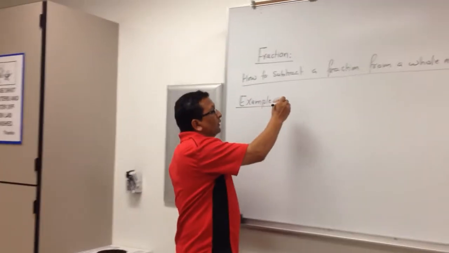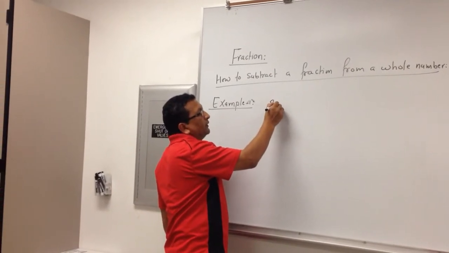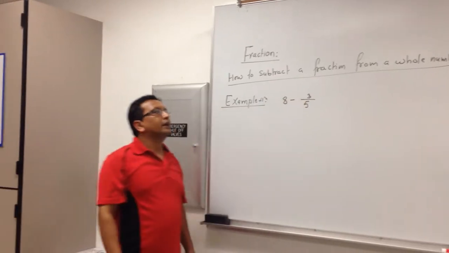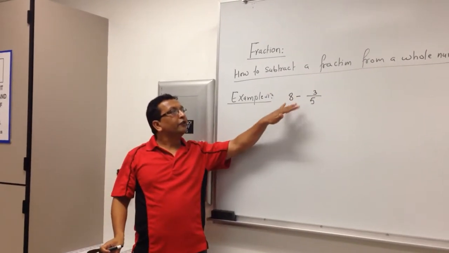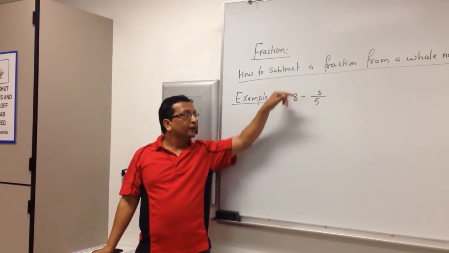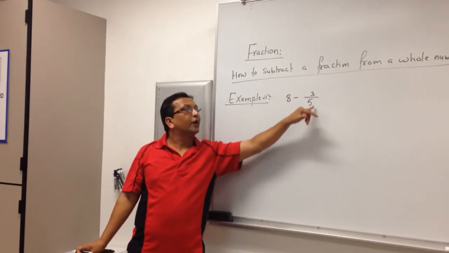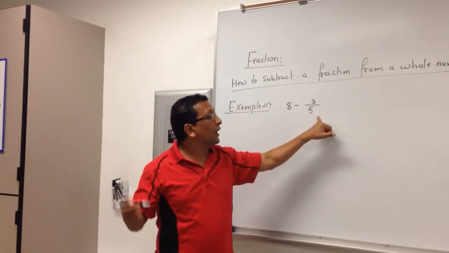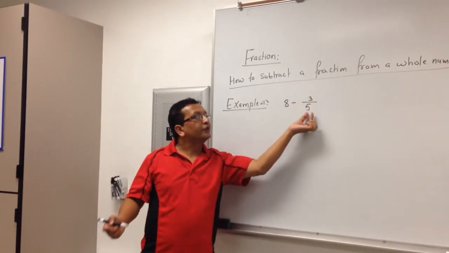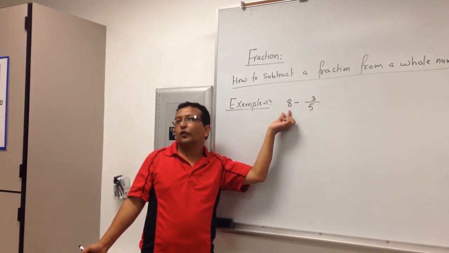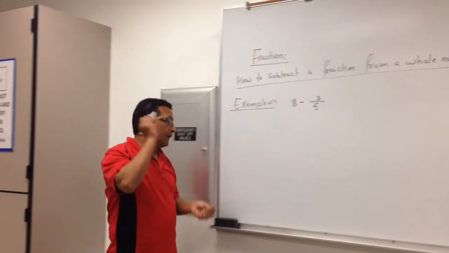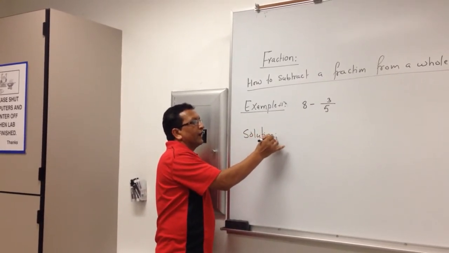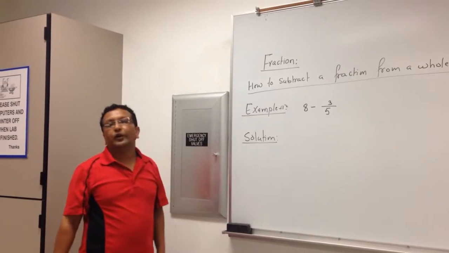In example 1, 8 minus 3 over 5. In this expression, the first term, 8, is the whole number, and the second term, 3 over 5, is a fraction. So now we are going to learn how to subtract this fraction from a whole number. Let's see the solution.